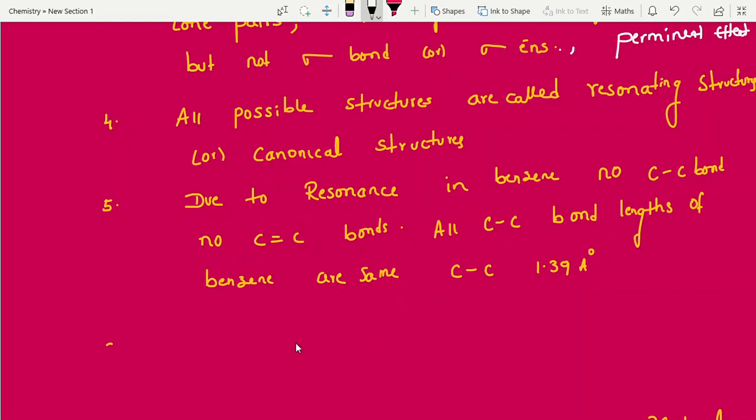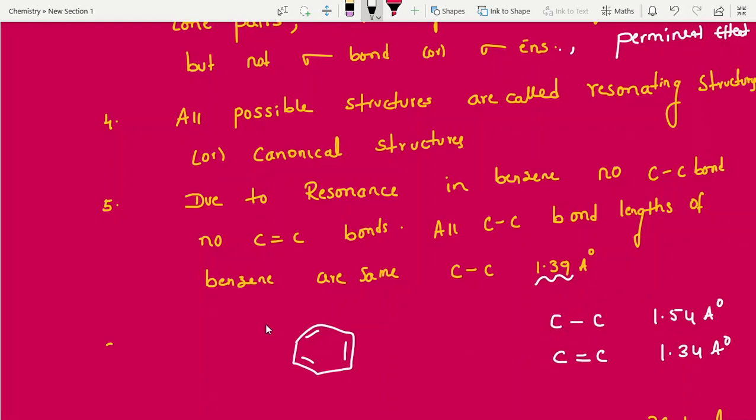Look at the benzene structure, students. It has single bonds and alternating double bonds. Actually, a C-C single bond shows a bond length of 1.54 angstroms, and a C=C double bond shows 1.34 angstroms. But benzene shows 1.39, which lies between the C-C single bond length and the C=C double bond length.